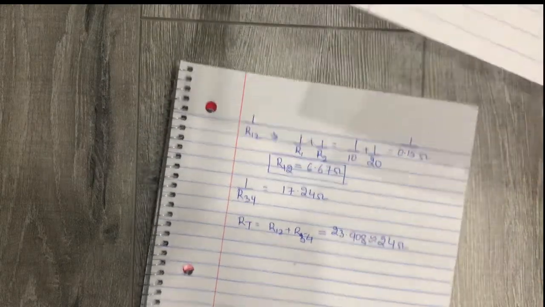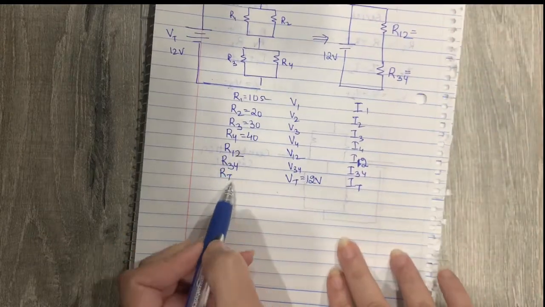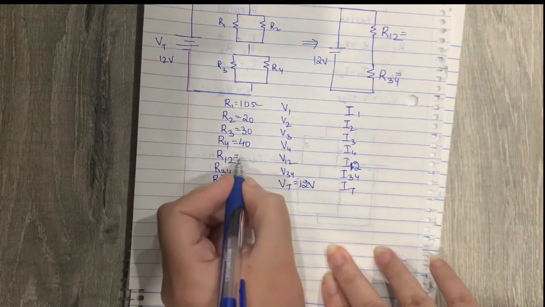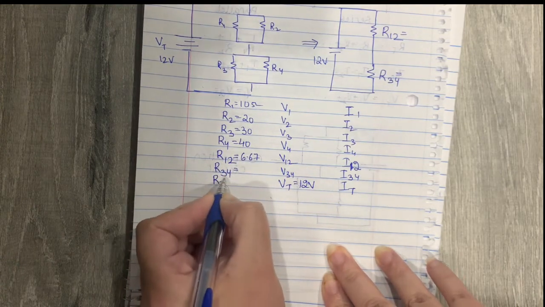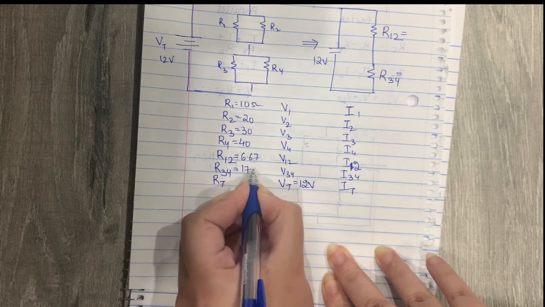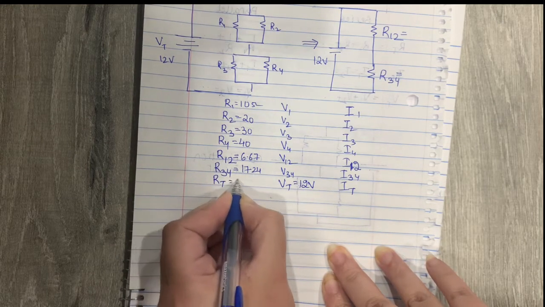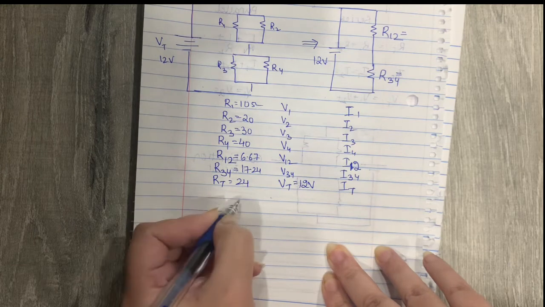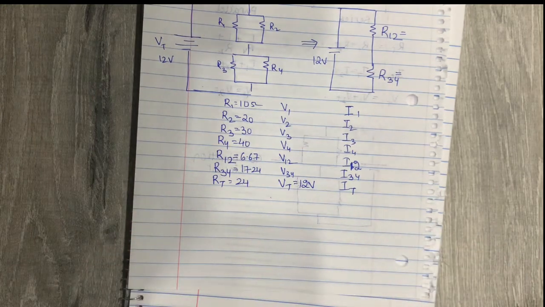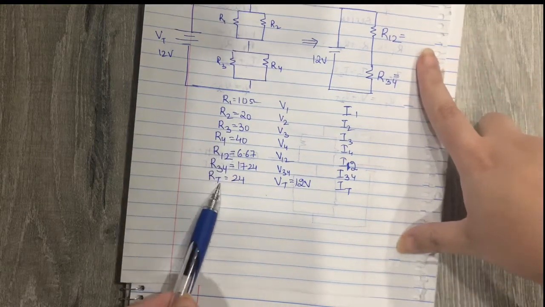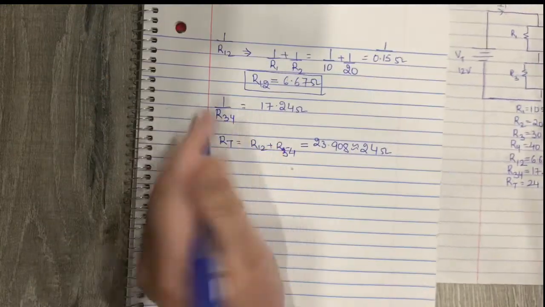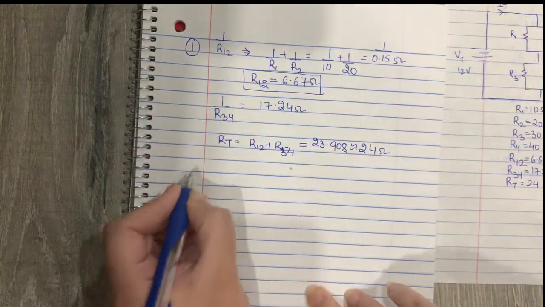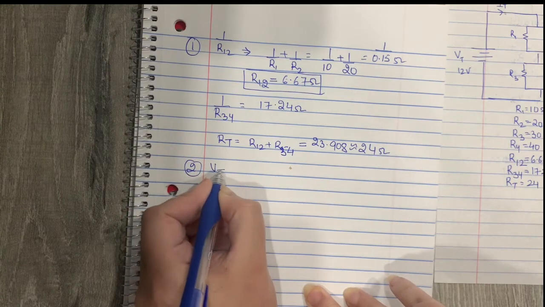So now let's see, we have the remaining set of values for our resistors. Let's fill this table. First value is around 6.67. The second value, R34, is around 17.24, whereas total resistance for us has come out to be around 24 ohms. Now as you can see, we have all the values of resistors, total resistance we have, total voltage we have. So after calculating the resistance, let's now calculate the total voltage.